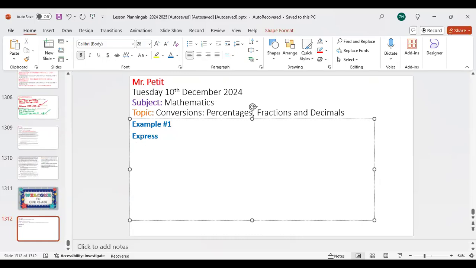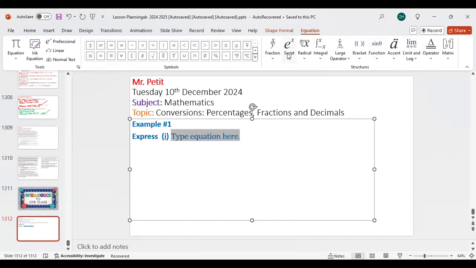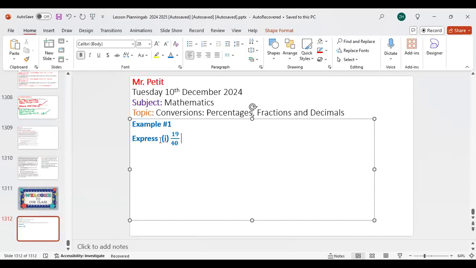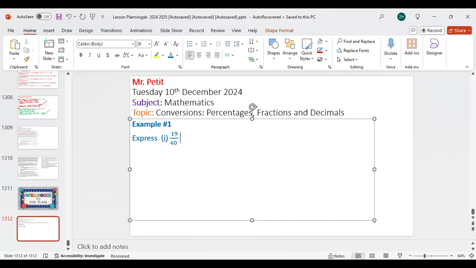So the first thing is to express a fraction as a decimal. This first one is evil. It's the first question. Hold on now. Express 19 over 40 as a decimal. Yeah, let's do that as a decimal number. So that's what we're going to do.